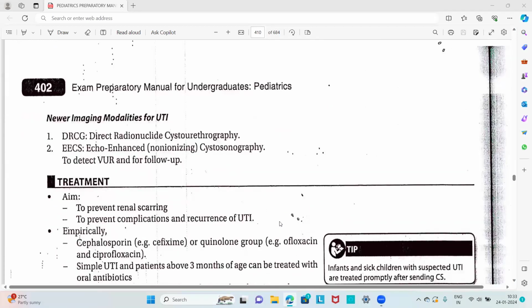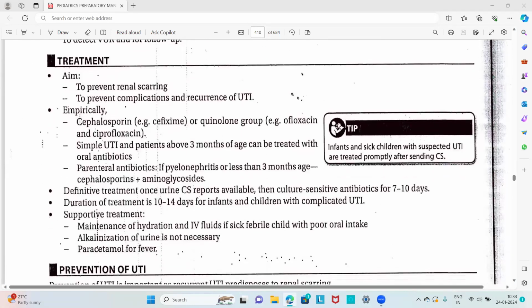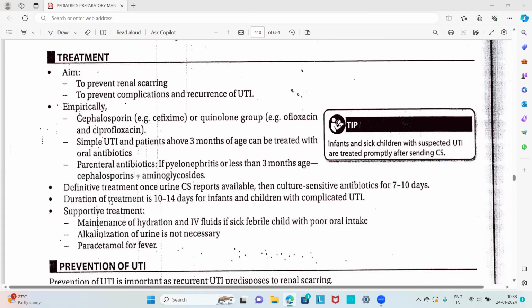Then the newer imaging modalities are the direct radionuclide cystography and enhanced cystosonography, to detect the vesicoureteral reflux and for the follow-up. Then what is the treatment? The treatment is also asked as a question in the university exam. The aim of treatment for the UTI is to prevent the renal scarring, to prevent the complications and recurrence of UTI.